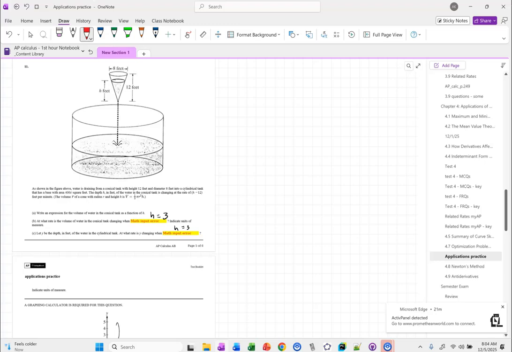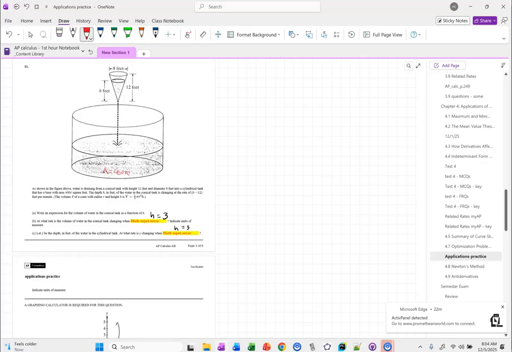As shown in the figure above, water is draining from a conical tank with a height of 12 feet and a diameter of 8 feet into a cylindrical tank that has a base with area 400 pi square feet. The depth h in feet of the water in the conical tank is changing at a rate of h minus 12 feet per minute.